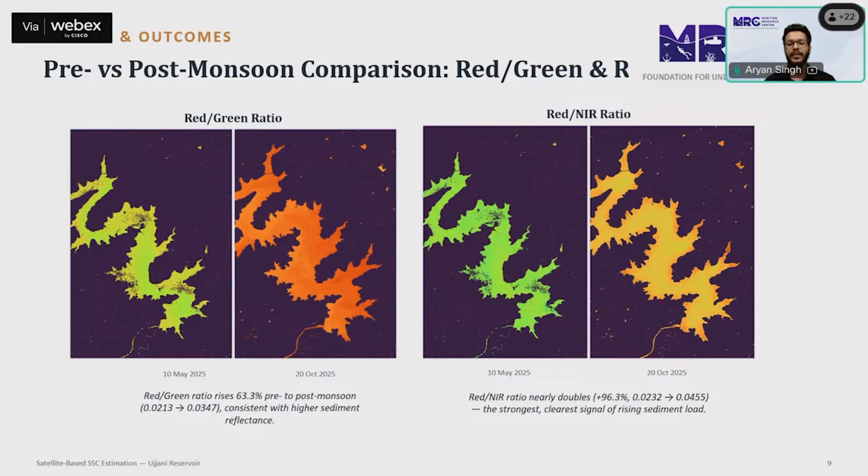Red to green ratio rose by 63%, and red to NIR ratio nearly doubled, with a 96% rise. So out of all four indices I tested, red to NIR ratio was clearly the most sensitive to the rise in sediment after the monsoon.